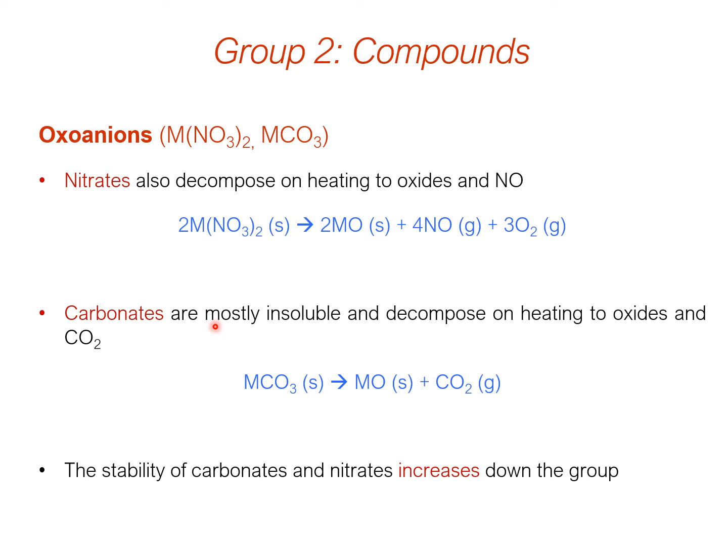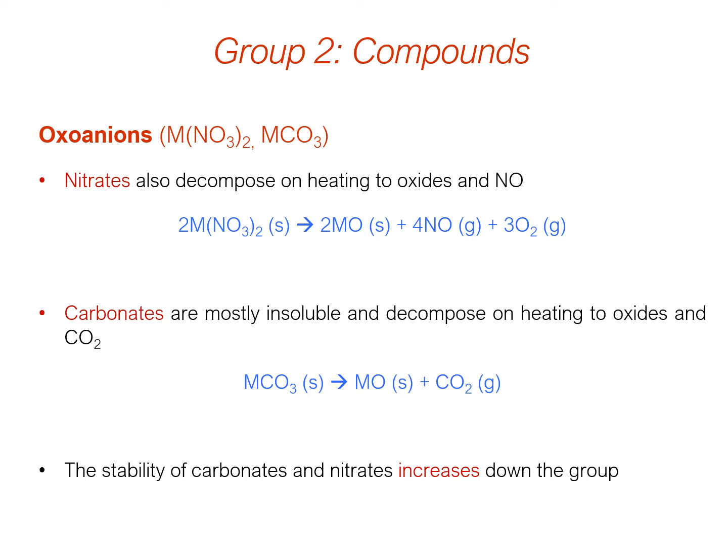And looking at the carbonates this time, I've said they're mostly insoluble. We'll be delving more into the solubility of group 1 and 2 compounds in the next video. But this time it's again quite similar to what happens with lithium. So the group 2 carbonates do decompose upon heating, and it's again to the oxides and CO2. So we've got the general equation here. The metal carbonate goes to the metal oxide and 1 equivalent of CO2 in the gas phase.